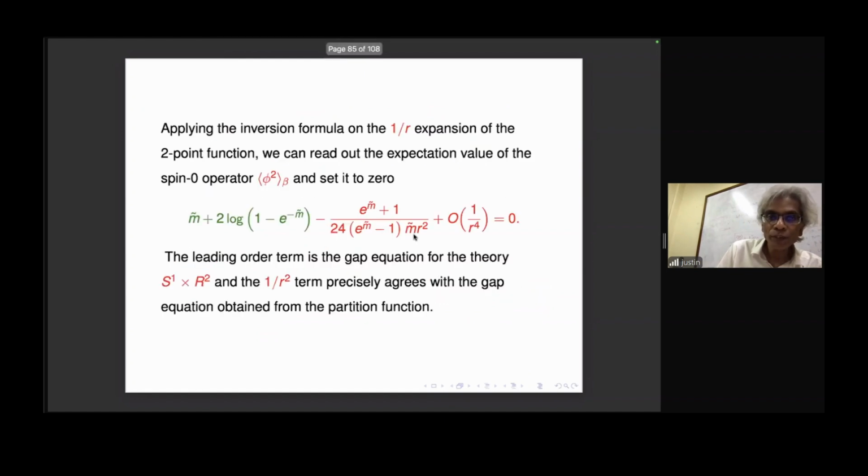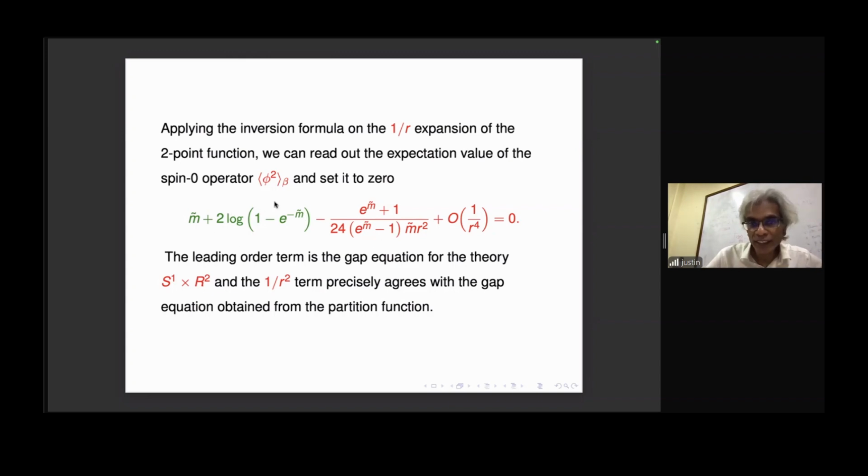That all can be performed. And here is the phi squared 1-point function, which we have to set to 0 because that's the gap equation. The thing about this is, you can go to arbitrary spin, but you can go order by order, unlike the case of the partition function where you have all orders in one shot. Minimizing, you can get only order by order. But in principle, the partition function expansion is still known to all orders.